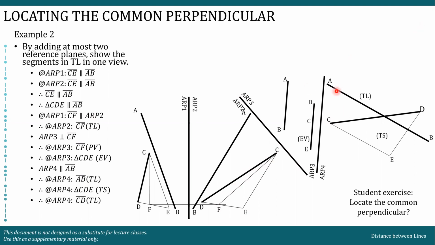Anyway, going back, AB is already in TL. Not needed to add it here, because you are drawing the reference plane itself. You are not drawing on the reference plane. So here, AB is in true length. CDE is in true size or true shape. What is the property of a true shape plane? All lines in a true shape plane are in true length. Therefore, CD is also true length in this view. So I have here AB TL, and CD is also TL.